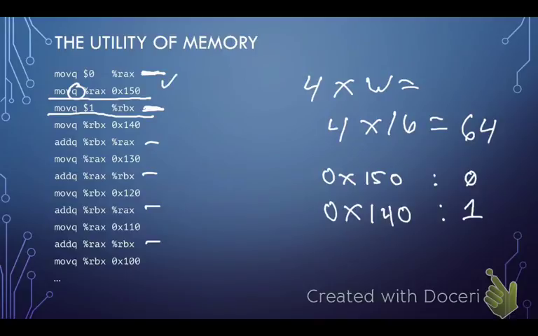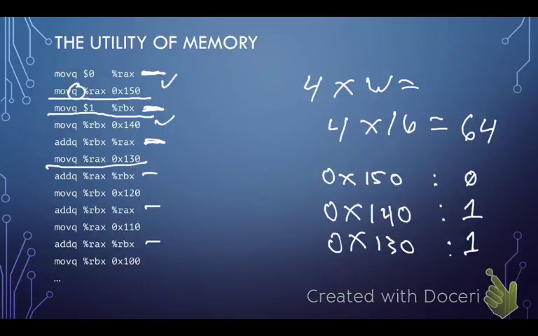So we've stored these two values. Then we do the add operation. Now RAX has the third value, and then we'll move that into memory. So at 0x130, we're then going to store 0 plus 1. We just computed, and so we'll have another 1.